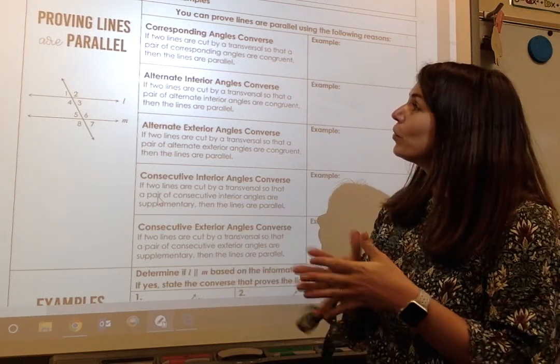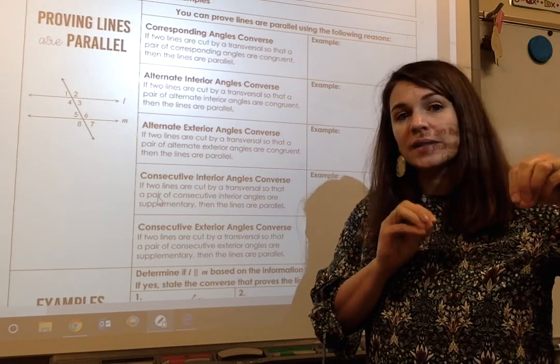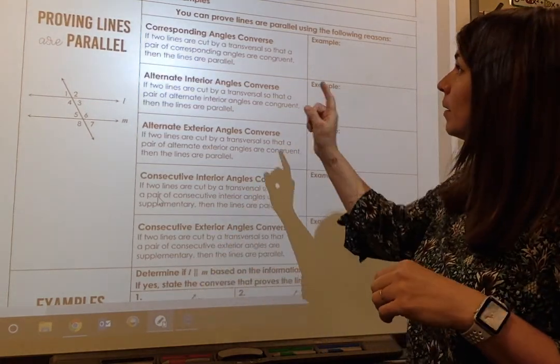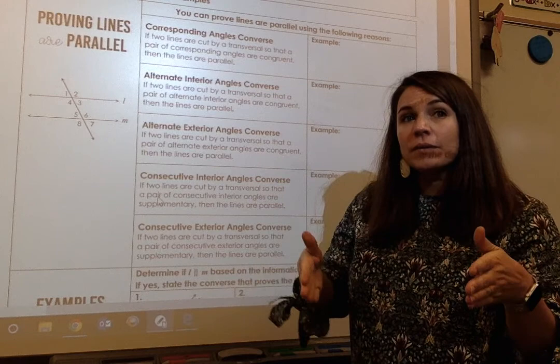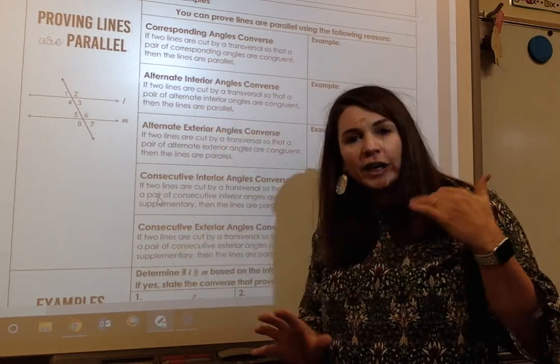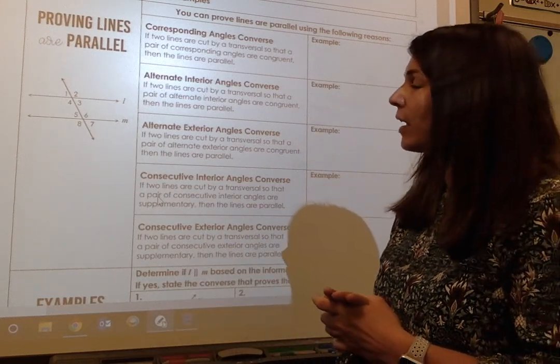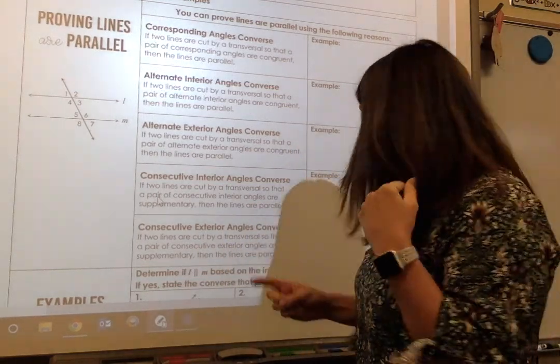Here we go. We're going to prove lines are parallel. So we're going to talk a little bit about, remember our conditional statement, if-then. Before, we said if two lines are parallel and cut by a transversal, then alternating angles are congruent, and so on for those angles. Now we're going to be looking at the converse.